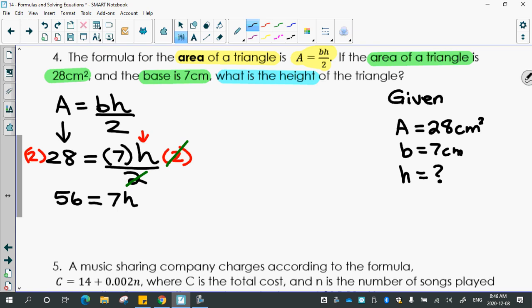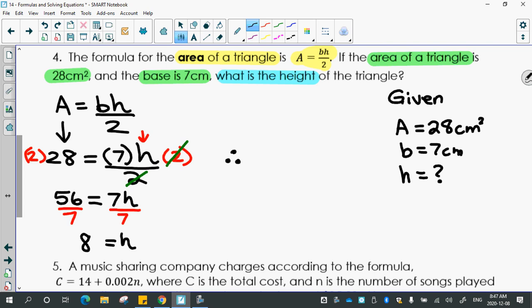So I still want to get h by itself, and it's being multiplied by 7. So this is our easy inverse operation. We all know the inverse of multiply is divide, and that's what we're used to doing. And then we get h equal to 8. And then we read, what's it asking for? The height of the triangle.